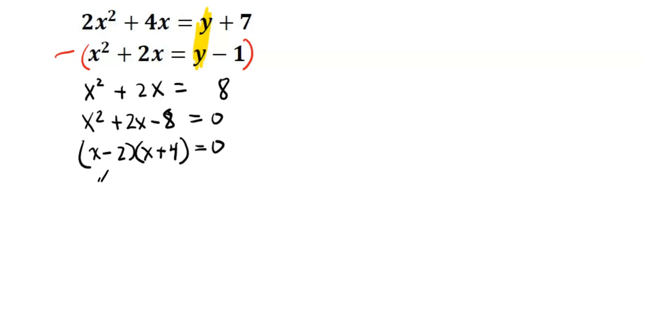So then we set each one of these factors equal to 0. x minus 2 equals 0, or x plus 4 equals 0. Adding 2 to both sides on this left equation gives us x is equal to 2. And just to check real quick, 2 minus 2 is 0, yes. And then subtracting 4 from both sides over here gives us x is equal to negative 4. Once again with the check, negative 4 plus 4 is 0.